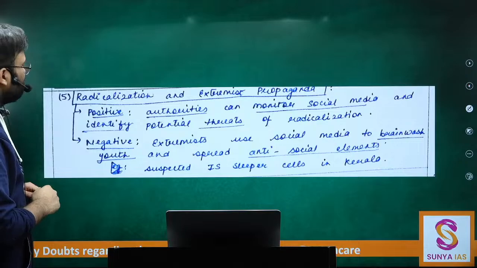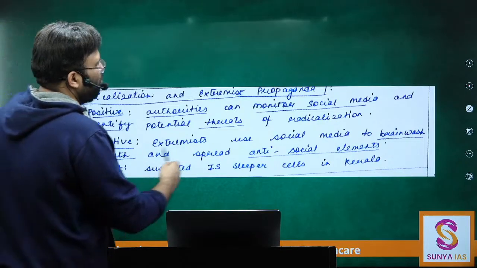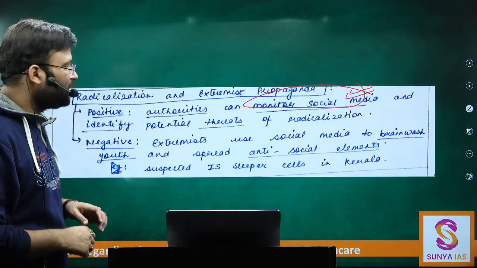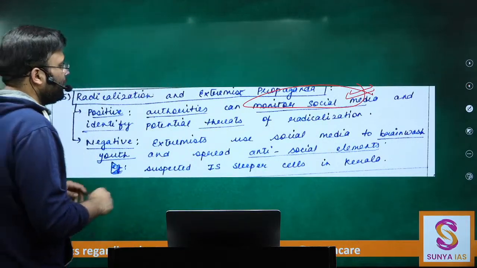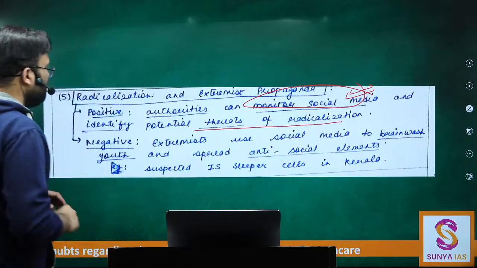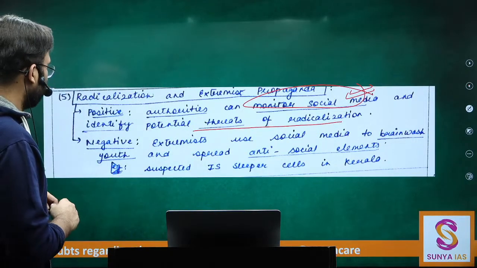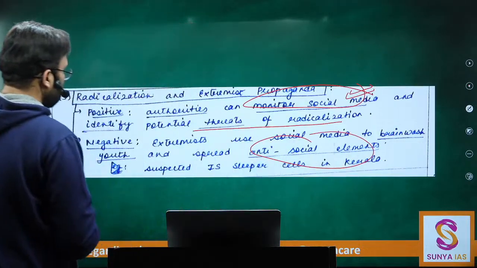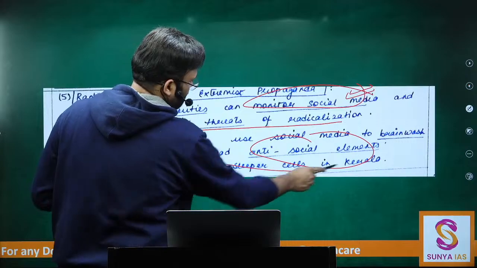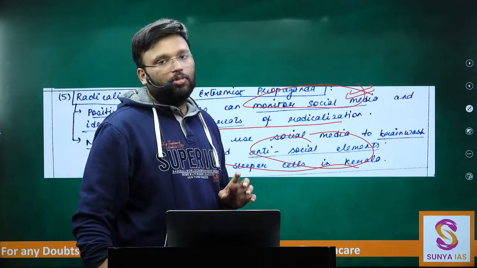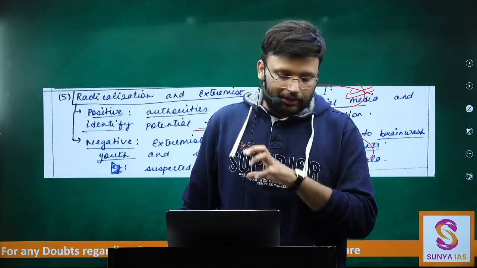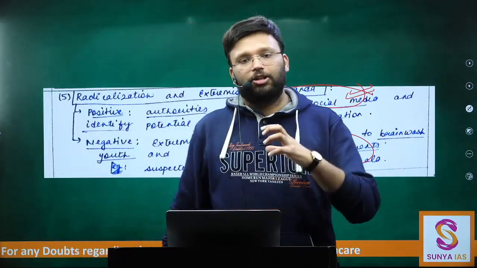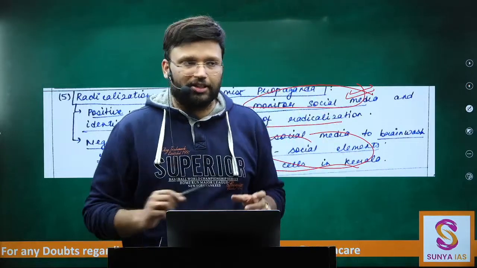Radicalization and extremist propaganda. Authorities can monitor the social media. This is a very good point. You can integrate the Jammu and Kashmir example here and identify potential threats of radicalization. Negative, extremists use social media to brainwash youth and spread anti-social elements. Suspected IAS supercells in Kerala. So overall, जिनका भी ये copy है, they have tried to integrate the points of social media, but थोड़ा सा internal security से हटे हैं.